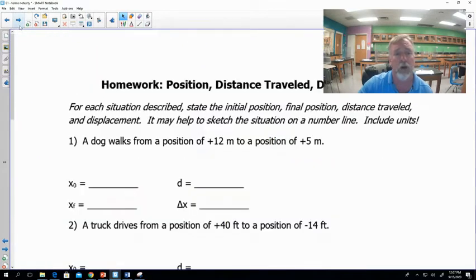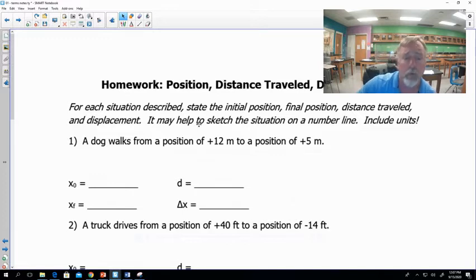So let's put these into solving some problems. I got 5 problems here real quick we'll talk about. So what's our problem here? For each situation we describe, we're going to state the initial position, x0, x naught, the final position, xf, the distance we traveled, d, and the displacement, delta x.